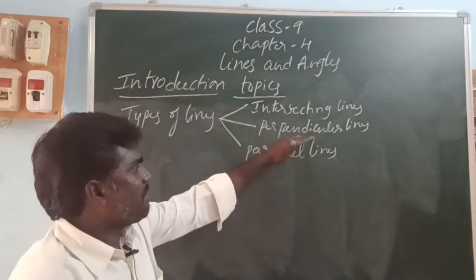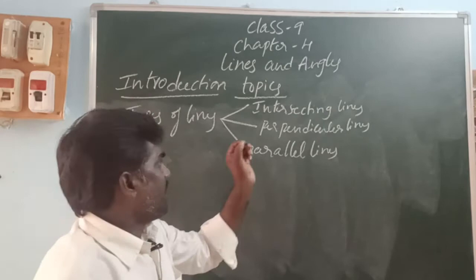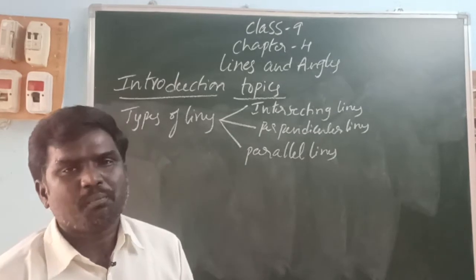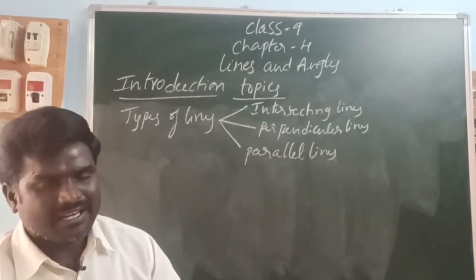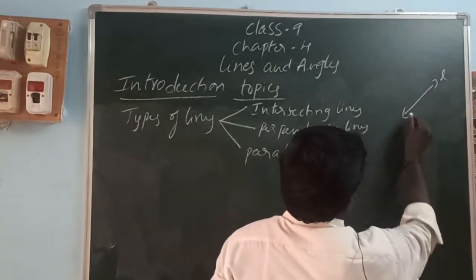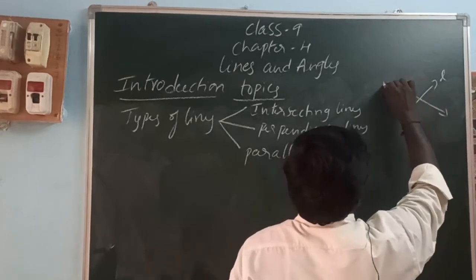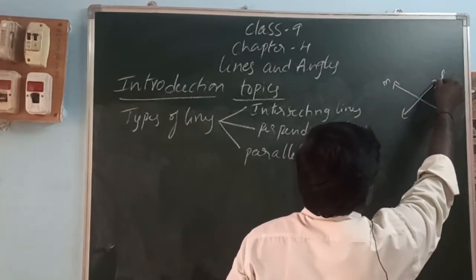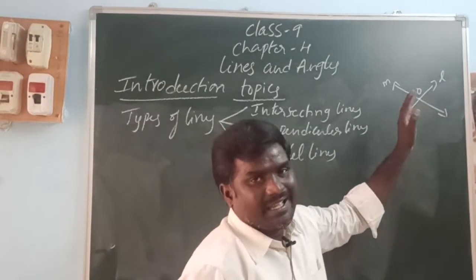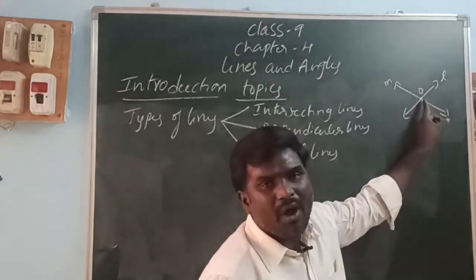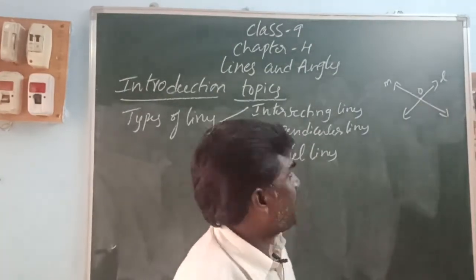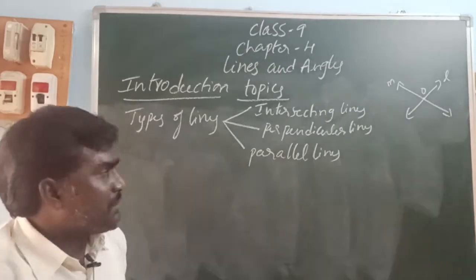The lines are divided into 3 types: intersecting lines, perpendicular lines, parallel lines. Intersecting lines means a line which is passing through another line and meets at one point. That point is called the intersecting point and the lines are called intersecting lines. So here it is one line, let us take it as line L, and this is line M. The line M, which is passing through line L, meets at the point O. These lines are called intersecting lines. A line which is passing through another line meets at one point. Those lines are called intersecting lines and the point is called the intersecting point. Next, perpendicular lines. So what do perpendicular lines mean?